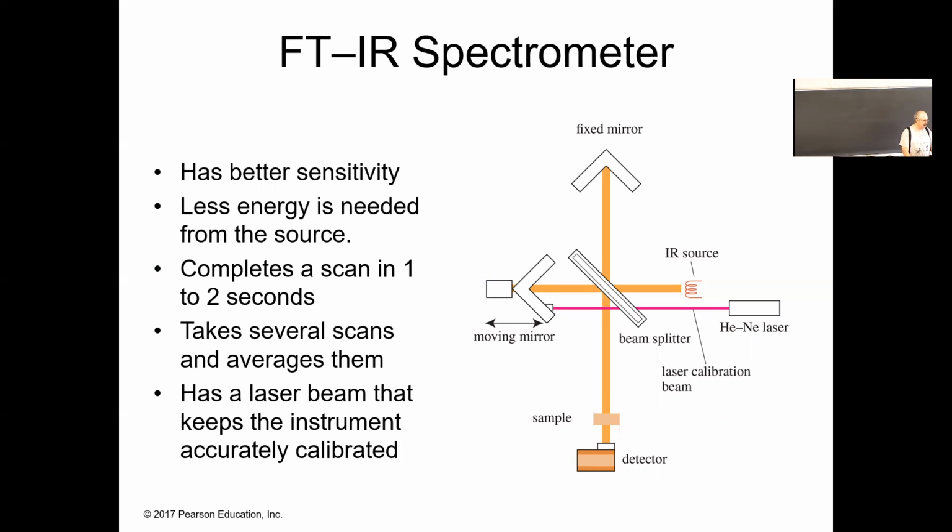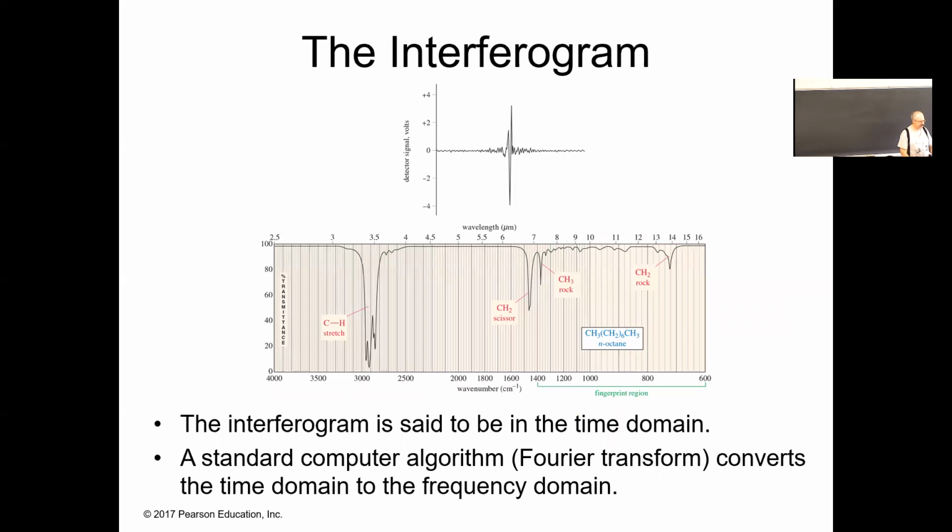It uses a laser beam to accurately measure the distance between the moving mirror and the fixed mirror, and then it uses a mathematical operation called a Fourier transform to translate the data into a spectrum. So the FT operation converts this interferogram to a spectrum.